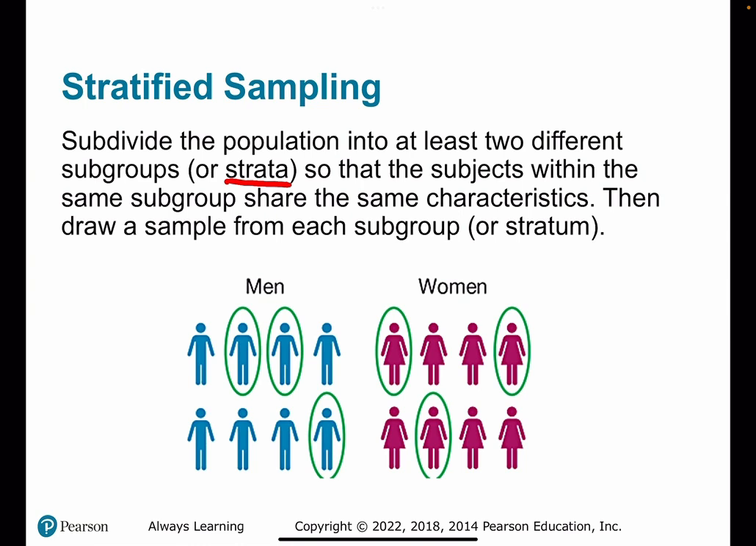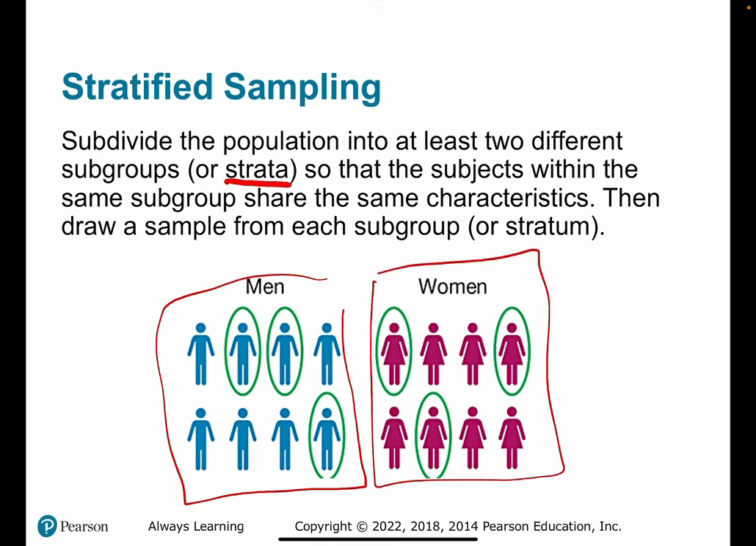So with stratified sampling, we're certainly not going to select all the men, and we're not going to select all the women. We're going to select some of those from each subgroup. So we're going to basically divide the population into strata and then sample from each stratum. So we'll sample some of the men and some of the women and put them together, and that'll be our sample.